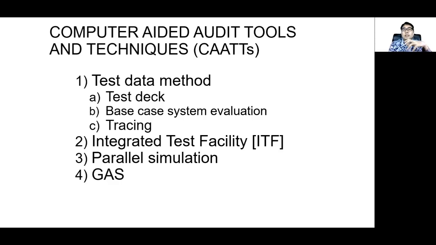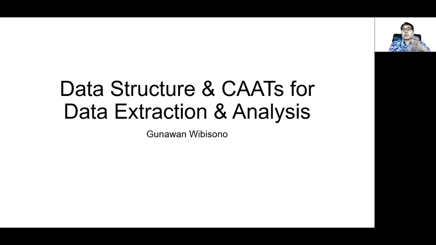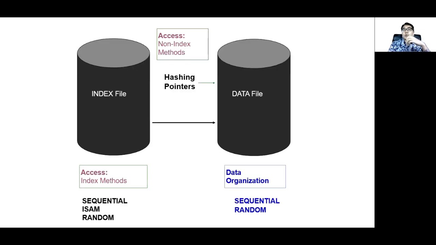Now, following the generalized audit software for data analysis and transaction analysis, we came to the second part of the session, which is the data structure and CAATs for data extraction and analysis. Now, let's look at data structure first. Data structure is basically divided into two types, which are data organization and data access.